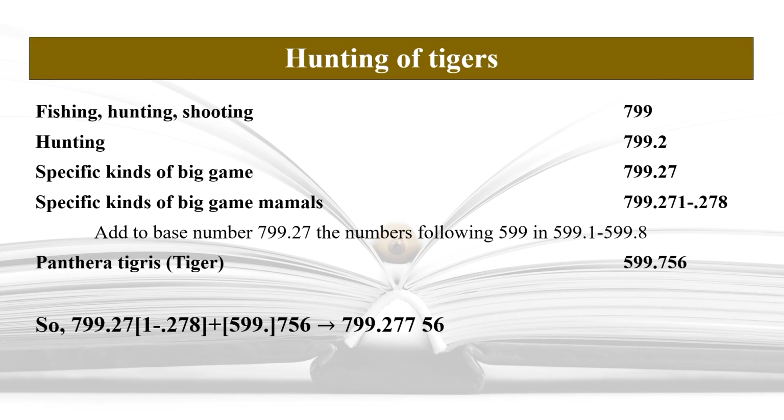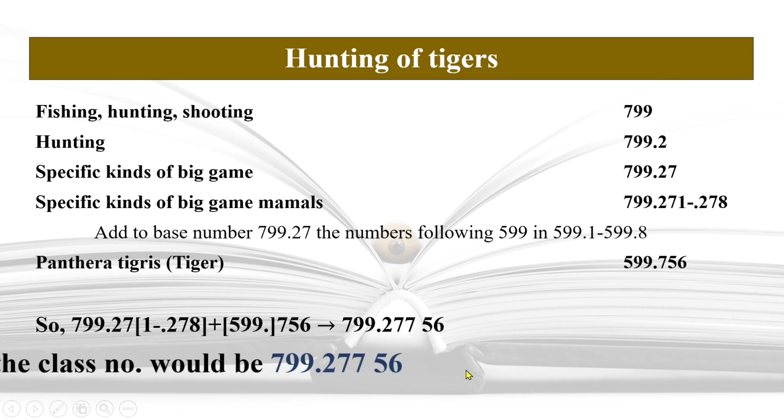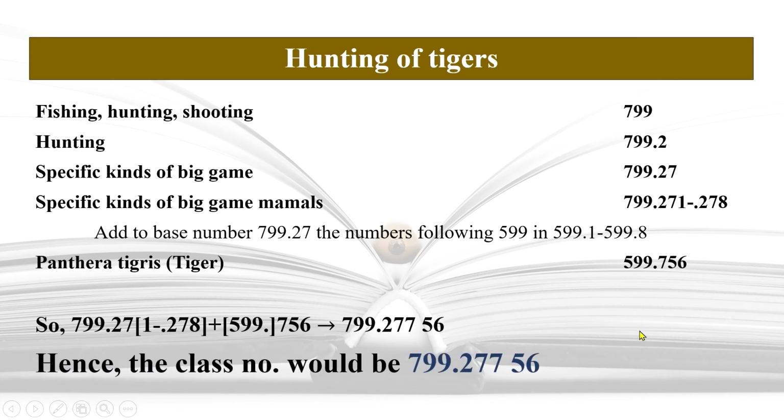799.271 to .278 was the number for specific kinds of big game mammals, to which we have added the number for Panthera tigris, that is tiger. According to the instruction, we have deleted 1 to .278 and 599 from 599.756. Therefore, the final number will be 799.27756. Got it? Okay. Let's move to the next part.